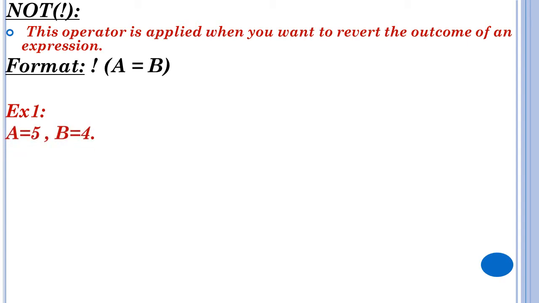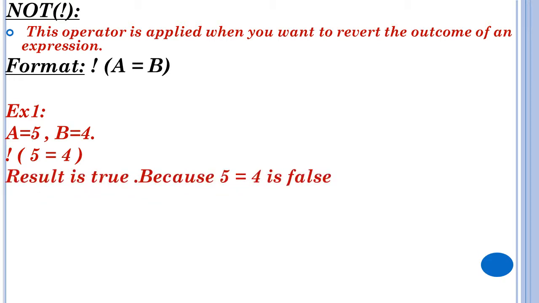First example: A equals 5 and B equals 4. First, 5 equals 4 inside a bracket. Is 5 equals 4 correct? No, right? 5 equals 4 is not correct, so the result is false, but with NOT you will get the result as true. Because 5 equals 4 is false, we will get the result as true. If the given condition is true, the result will be false. If the condition is false, the result will be true. This is the revert of the outcome of an expression.